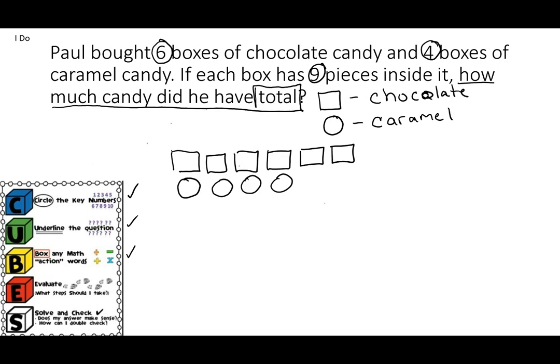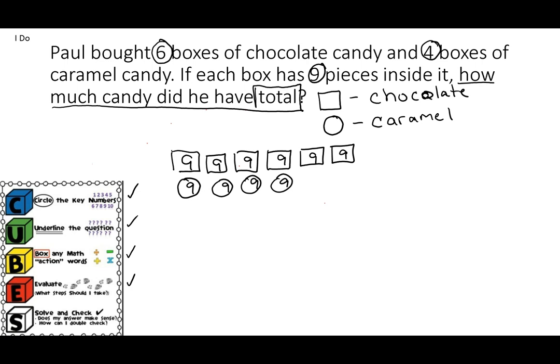Now, the next part of the problem says that each box had 9 pieces inside it. So I can represent that in 2 different ways. One way, I can go in and I can draw 9 little circles in each box to represent each piece of candy inside of every box. But that may be a little time consuming. So I am going to go in and add the number 9 to represent the 9 pieces inside of each box of candy. So once I've drawn my visual, I can then check off that step.